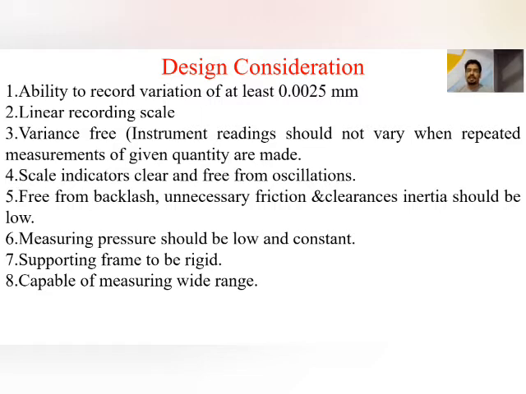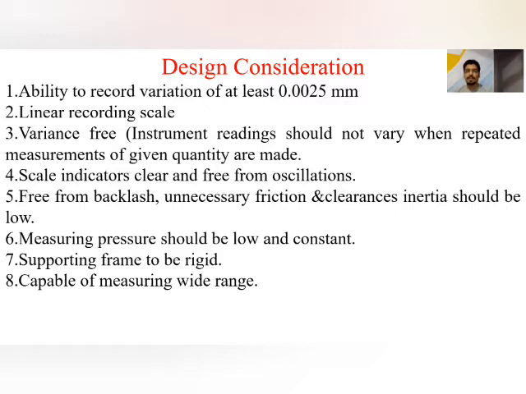Fourth is scale indicator. Scale indicators clear and free from oscillation. There is no vibration. There is no effect of vibration on the comparator. It should be like this. Fifth is free from backlash error. Unnecessary friction and clearance inertia should be low. It means the comparator is of that property that it should have less inertia. The mass of the part from which the comparator is to be made is of very light weight.